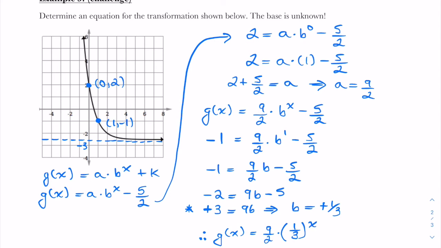And we have a k value of negative 5 over 2. And that's done. That's how you would find two unknowns if you ever needed to. You're just going to have to use 2 points from the graph.